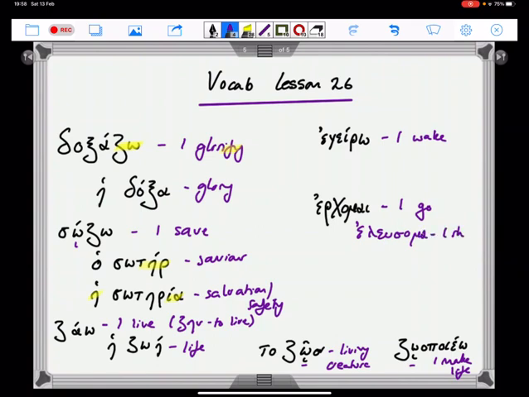I shall go. Other future forms for erchomai are available in other kinds of Greek. So if you do find yourself reading Greek beyond the New Testament, you will need to learn a different future for erchomai.